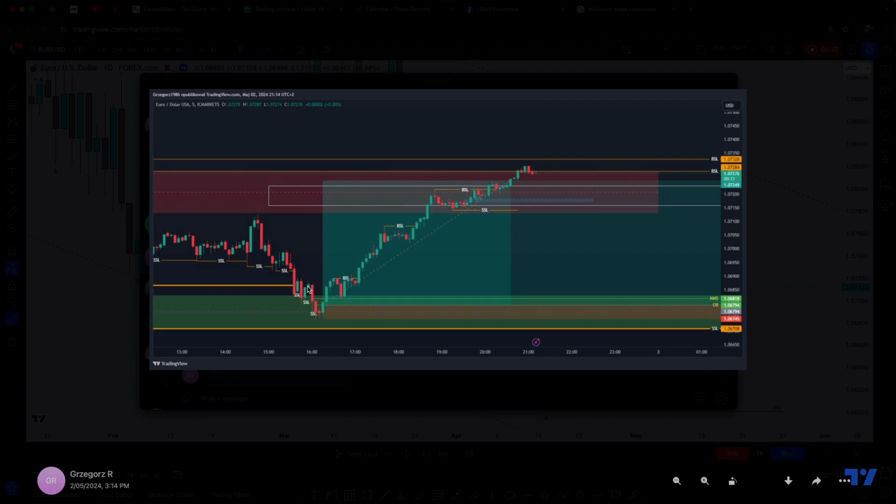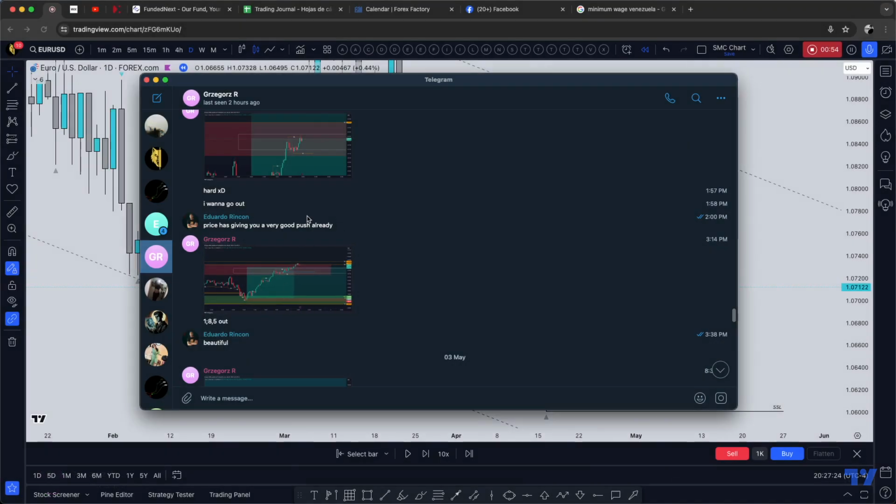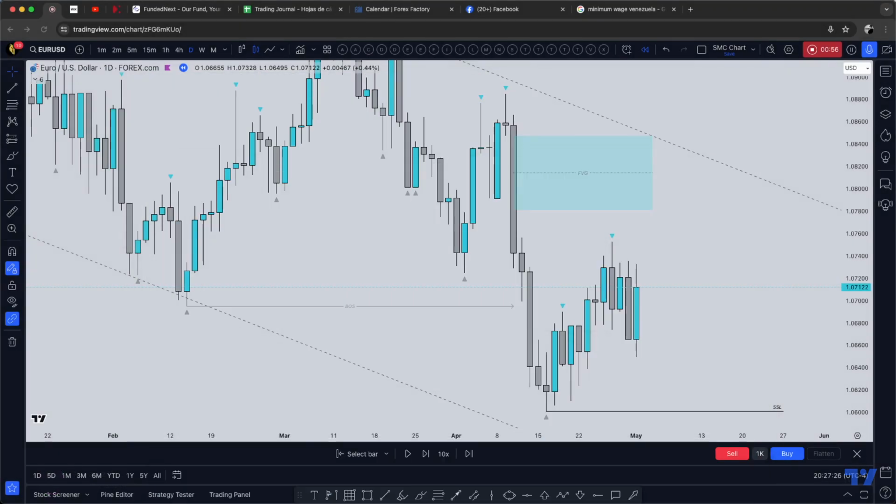Although you could have waited a little bit more for the change in the state of delivery, and then you have this breaker block with a fair value gap right here. There was a unicorn right here. His entry was very early. He was also testing out a couple of things in higher time frame, but the bias was the most important thing right here. So I'm going to show you in this video how you can do the same thing.